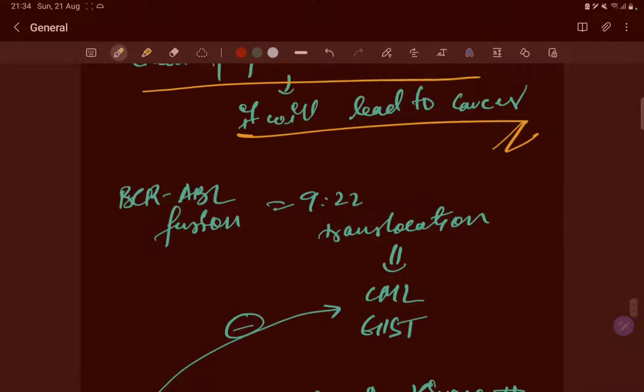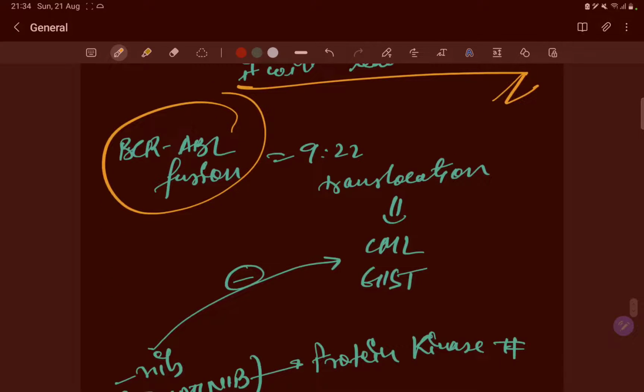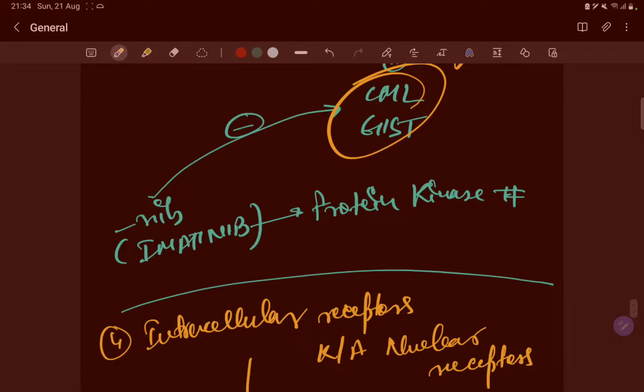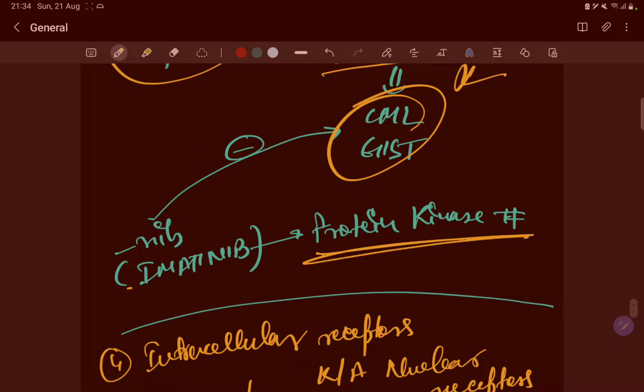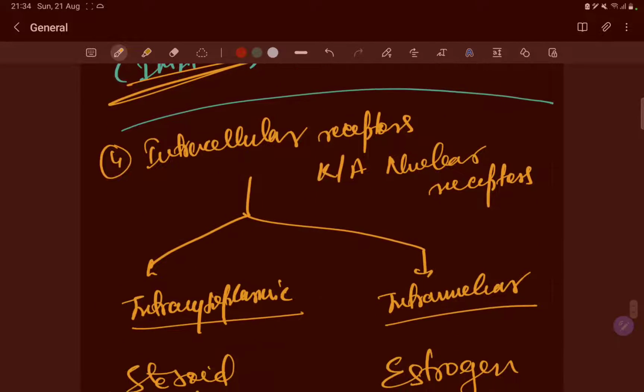Now this thing is very important because you have to understand that BCR-ABL fusion will lead to 9;22 translocation causing CML. ठीक है? Now protein kinase inhibitor like imatinib, last में है, ठीक है, that will be acting against the CML or the GIST. Okay.